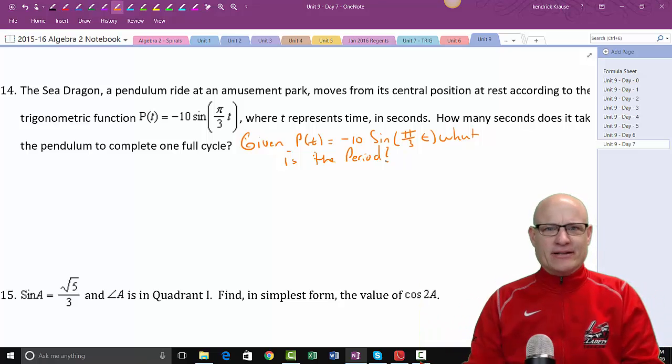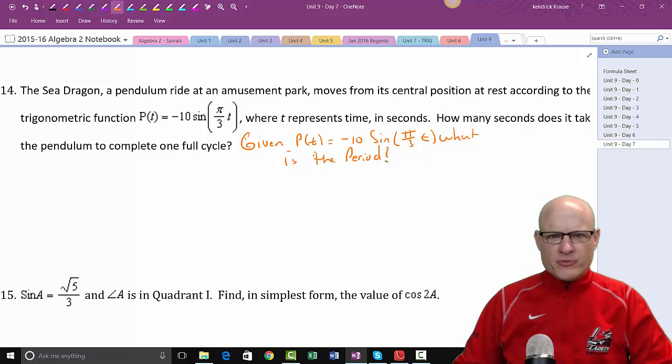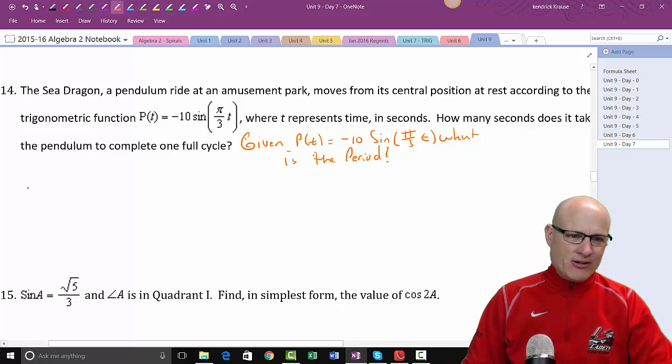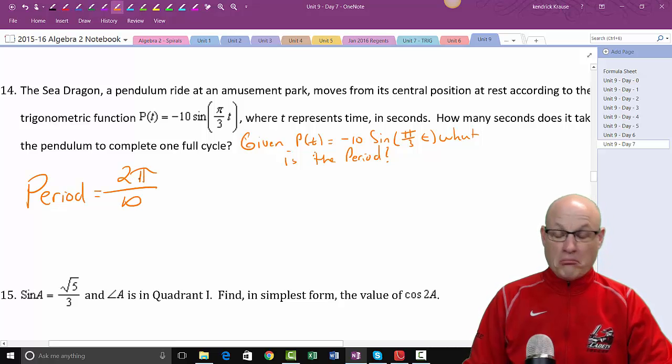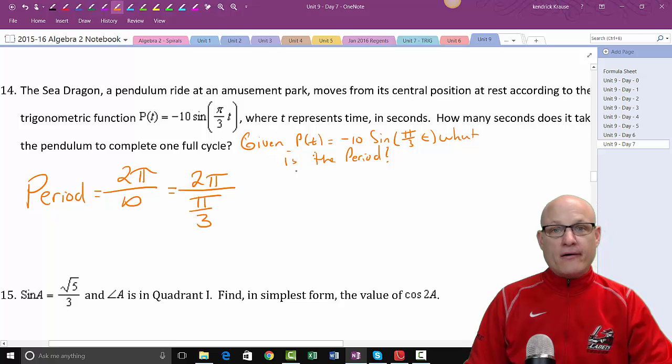That's called the period. Just period. That's all we got to do. Well, I know my period formula is equal to 2 pi over b. Well, this is getting even easier. 2 pi over pi over 3. Oh, no.